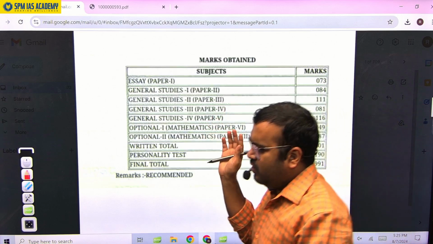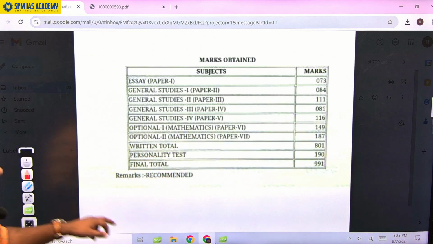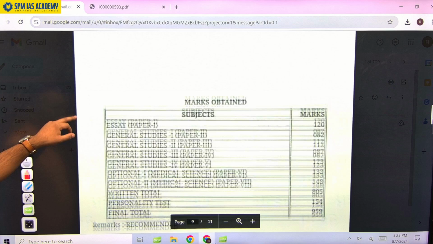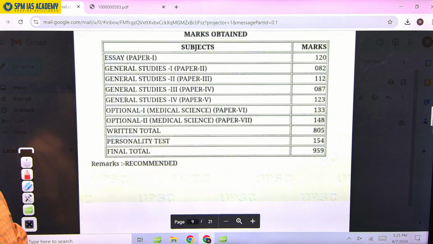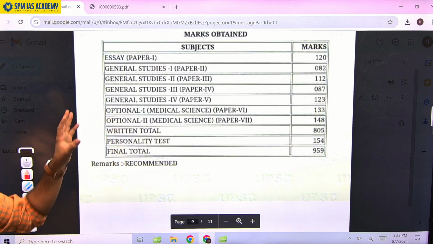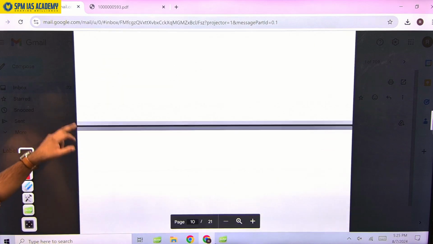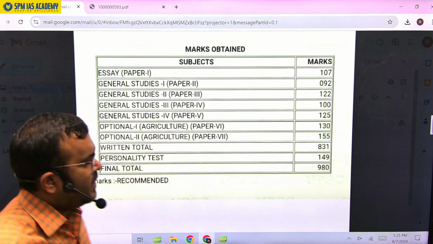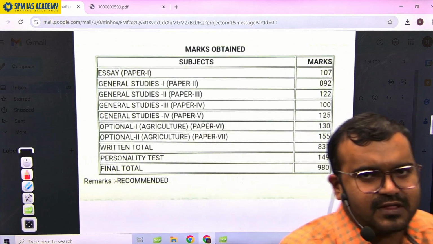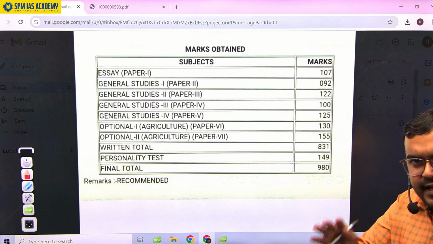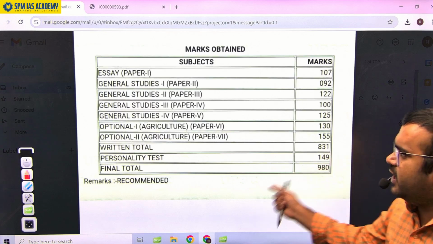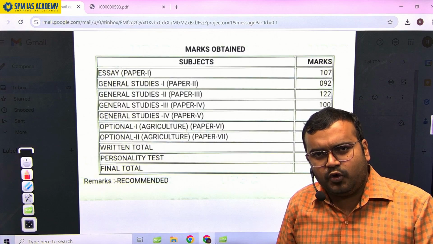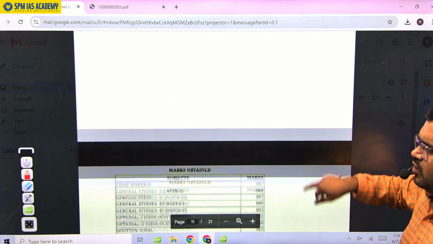All I have to show by this very important data is that there are different optionals, right? Medical science has also done very well. So not just the conventional but also the non-conventional options, such as the ones taken by candidates having a specific background, have also done very well. Agriculture has also performed very well, 130 and 155, right? So any score which is way beyond 280 is good enough to get you recommended in case of UPSC, right? So this is also a crucial one.